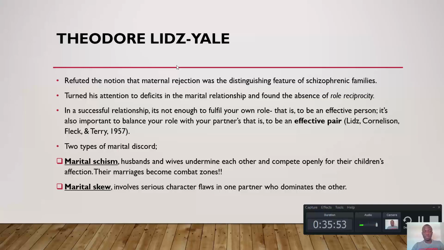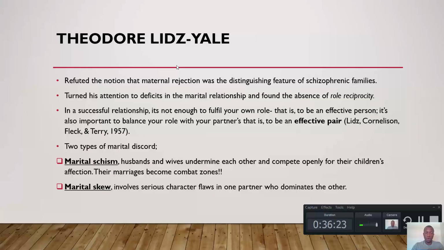So he believed that in a successful relationship, it's not enough to fulfill your role, to be effective as a person, but it's also important to balance your role with your partner or your spouse if you're married, to be an effective pair rather than an effective person. And so, from analyzing cases with couples, he came up with two types of marital discord. He termed one marital schism and the other marital skew.